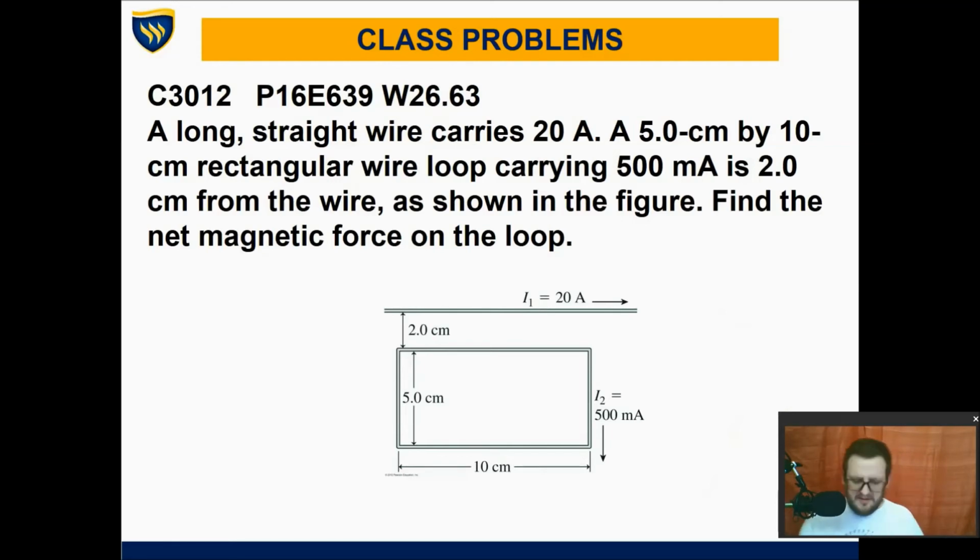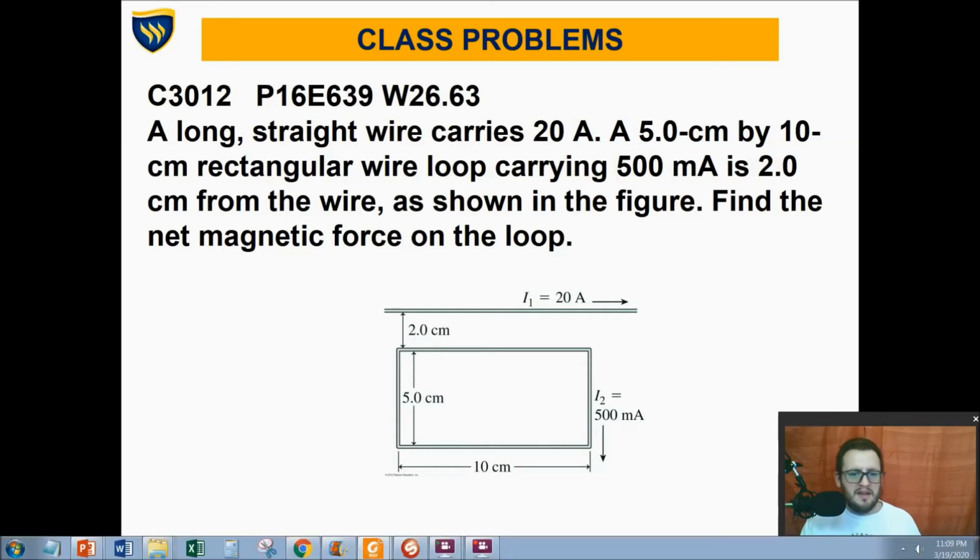So looking at this example, a long straight wire carries 20 amps. A 5 centimeter by 10 centimeter rectangular wire loop carries half an amp, 500 milliamps, and is 2 centimeters from the wire shown in the figure. Find the net magnetic force on the loop.